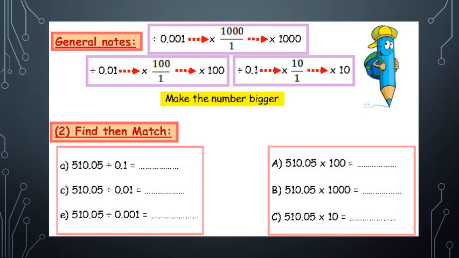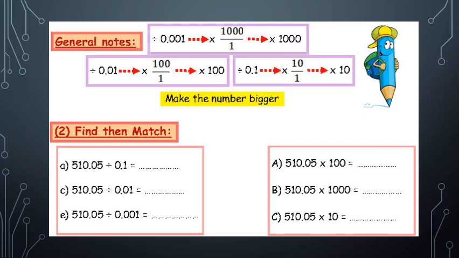General notes about dividing by a power of 10. When we divide by 1 tenth, that's equal to multiplying by 10. When we divide by 1 hundredth, that's equal to multiplying by 100. When we divide by 1 thousandth, that's equal to multiplying by 1000. Find then match.